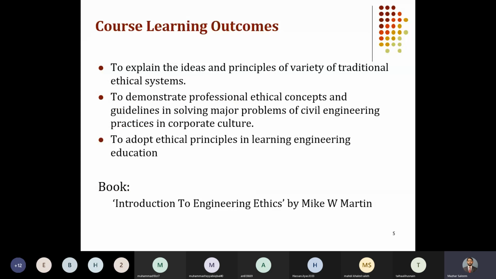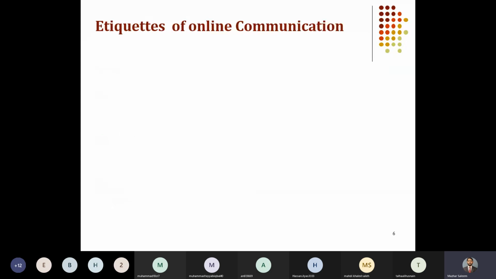All right, we have talked about the course learning outcomes and the book. Before we start discussion about the first topic of this course, I would like to discuss something which I feel is important, because for a year or so we have been studying online, and we have been communicating online with the teachers and the students. So there are certain things that I have observed for online communication, and I wanted to share those things with you. Whenever we communicate online, there are certain etiquettes or manners that we must follow.